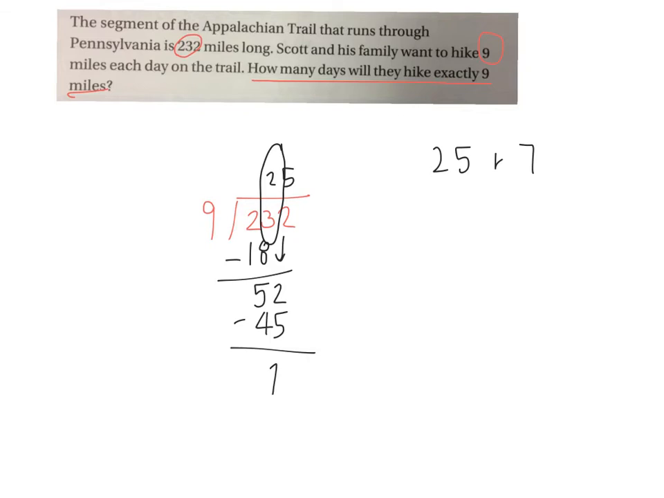If I take the remainder and put it over the divisor, it'd be 5 and 7/9 days? No. Does that make sense? Do we think of days like that? No. So if the question's asking how many days will they hike exactly 9 miles, what is the answer, Stuart? 5. Exactly 5 days, right? On the 6th day, will they hike exactly 9 miles? No. So the answer then is 5 days.